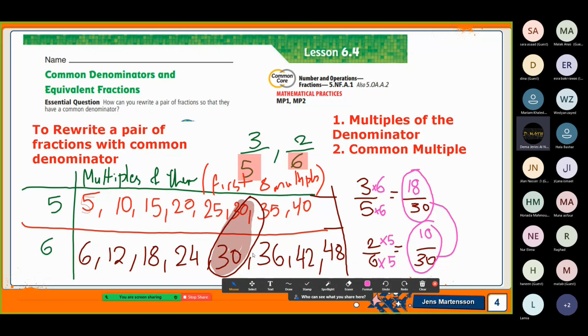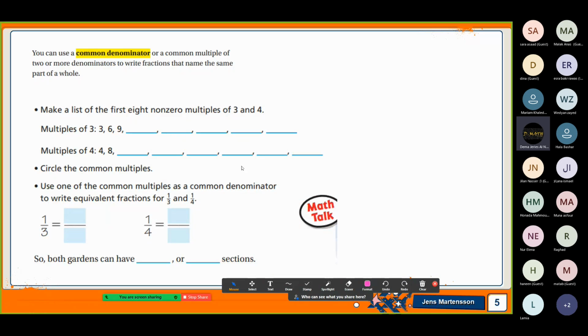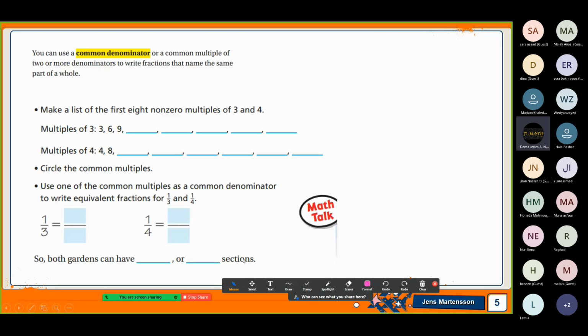Let's solve now more examples in order to understand. So we will use a common denominator or a common multiple of 2 or more denominators to write fractions that have the same part of a whole. Here now we have, I forgot to write the question. Sorry, I forgot to write the question.